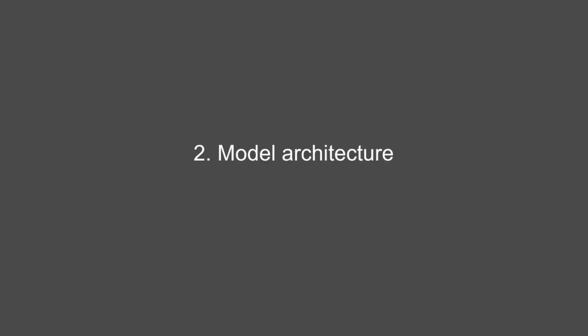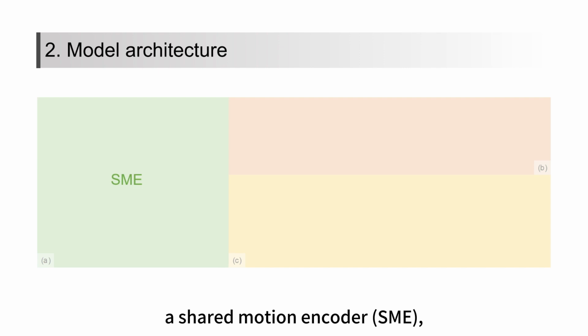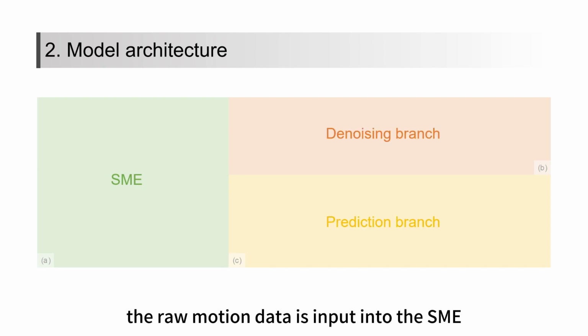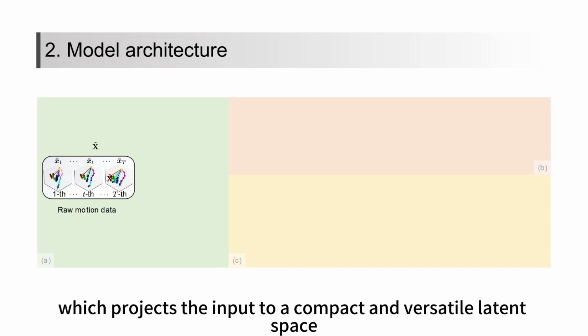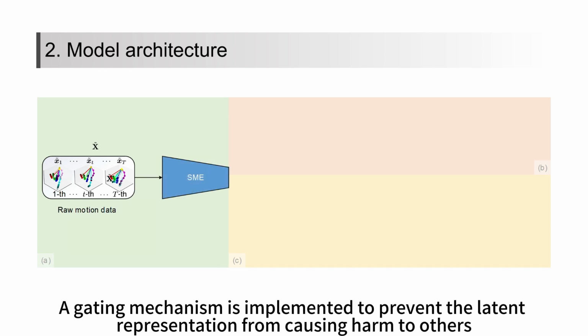Part 2, Model Architecture. The framework consists of three main components: a shared motion encoder, SME, denoising, and prediction branches. Firstly, the raw motion data is input into the SME, which projects the input to a compact and versatile latent space, where both denoising and prediction branches can remove noise while maintaining temporal dynamics. A gating mechanism is implemented to prevent the latent representation from causing harm to others.